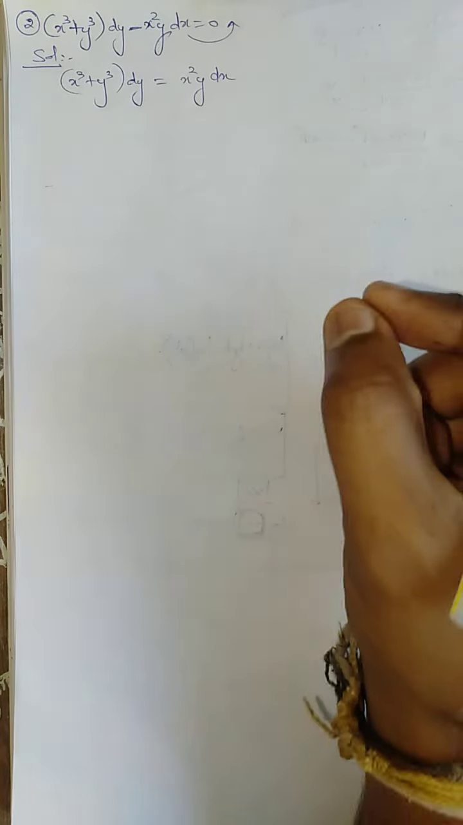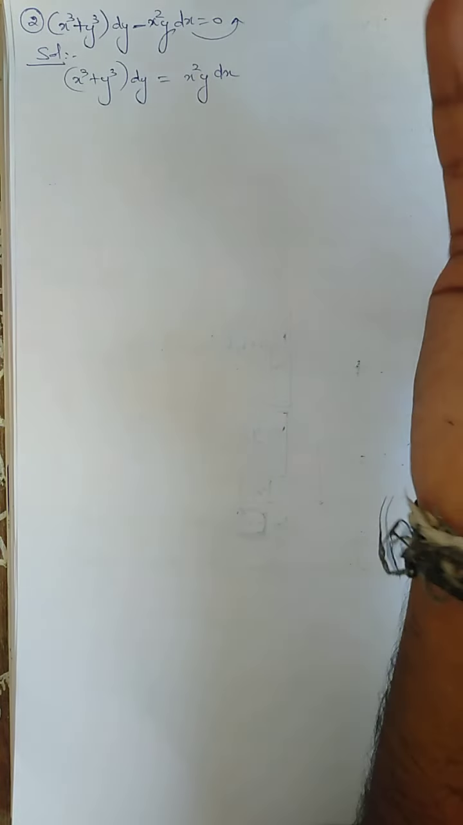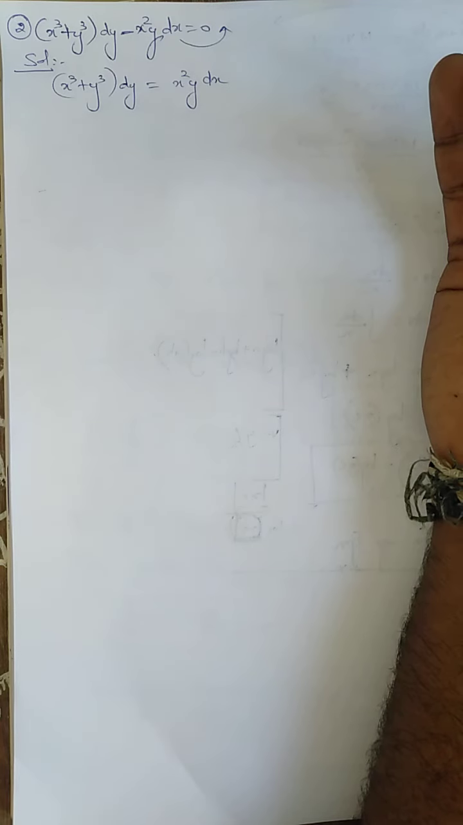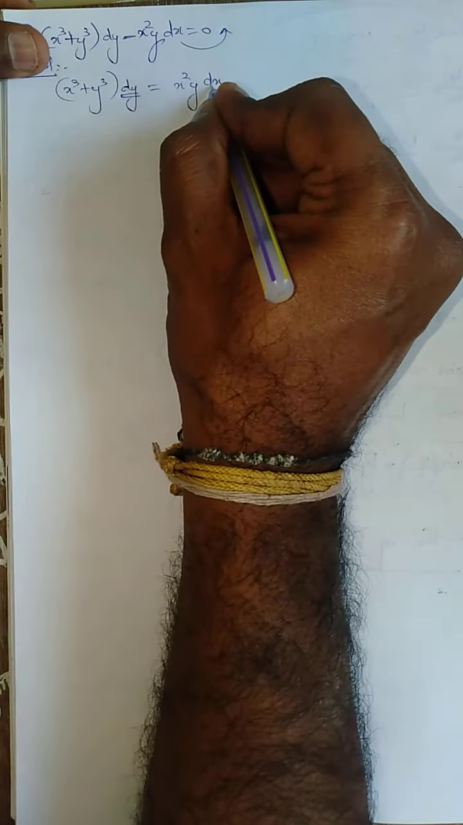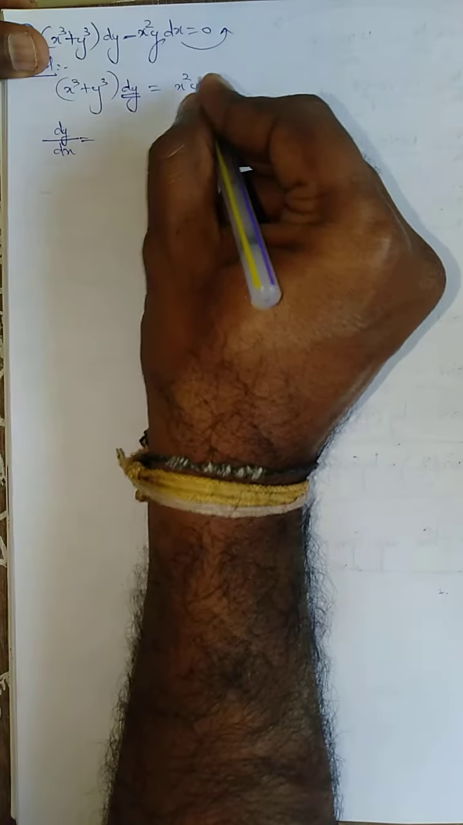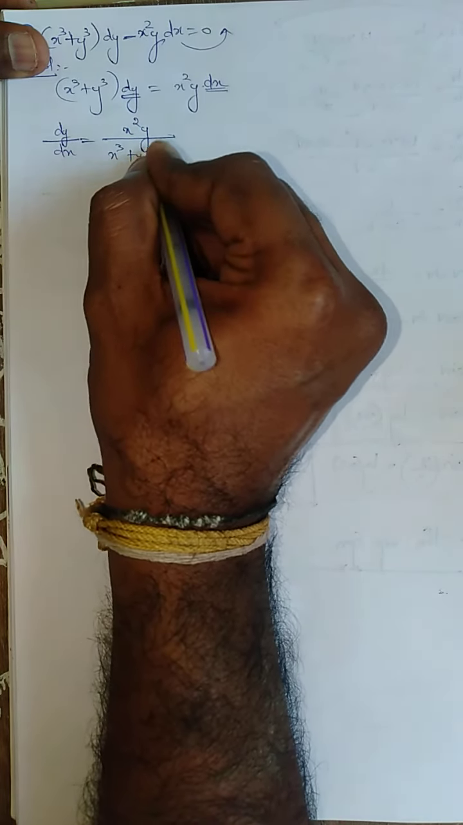For this, what I want to do is first find dy by dx. What I am telling is, if we can't find y by x or x by y, method 1 or method 2, you need to do only one thing. What is the first thing? Find dy by dx. This is dy, this is dx, right? dy by dx is nothing but x square y divided by x cube plus y cube.